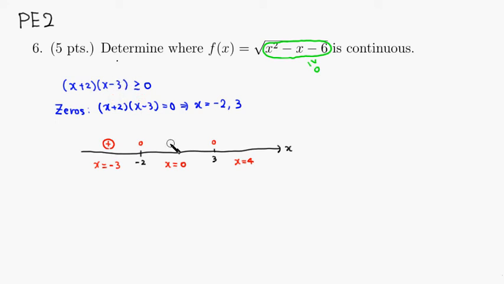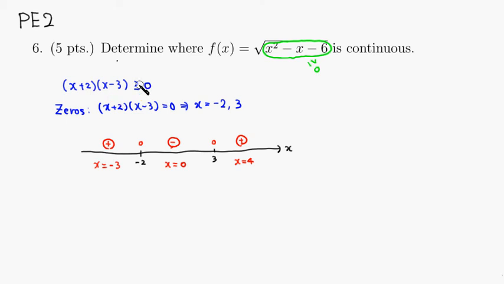Let's try 0. Then 0 plus 2 is positive, and 0 minus 3 is negative. Positive times negative is negative, so we indicate that. How about 4? 4 plus 2 is positive, and 4 minus 3 is positive. So positive times positive is positive. So we got that.